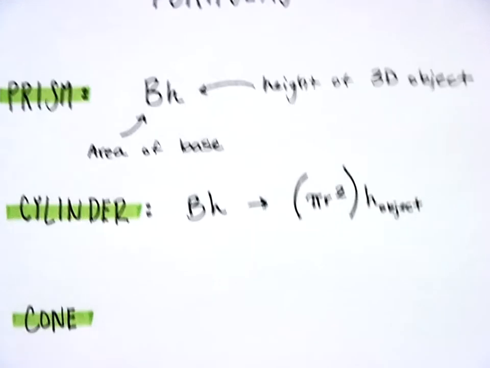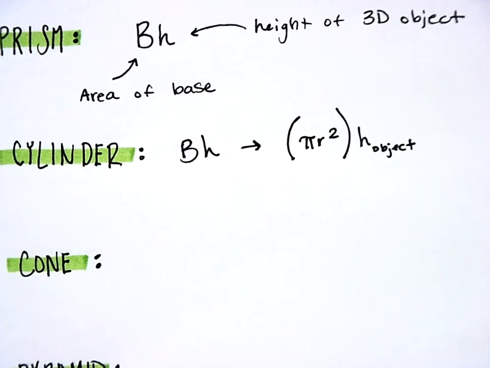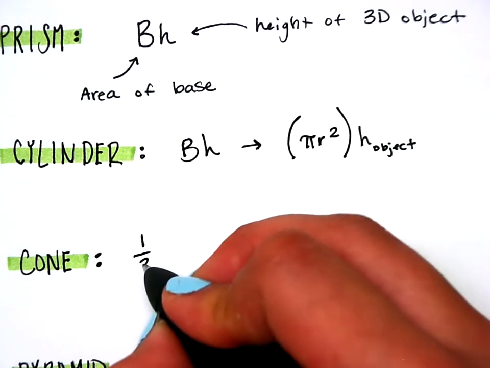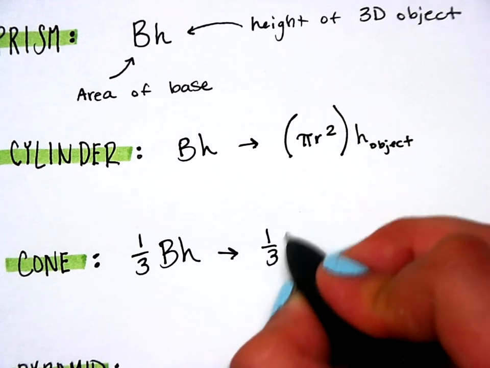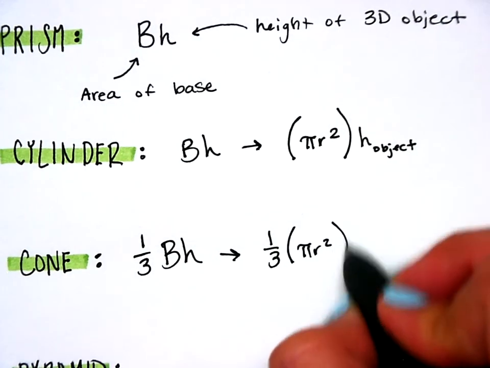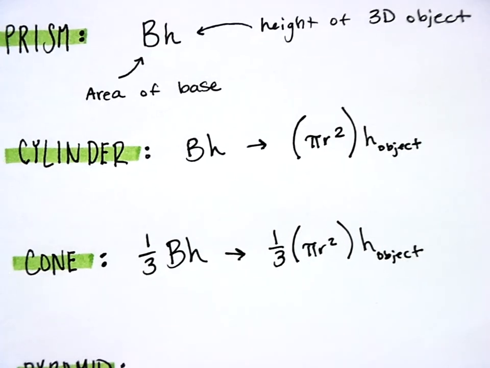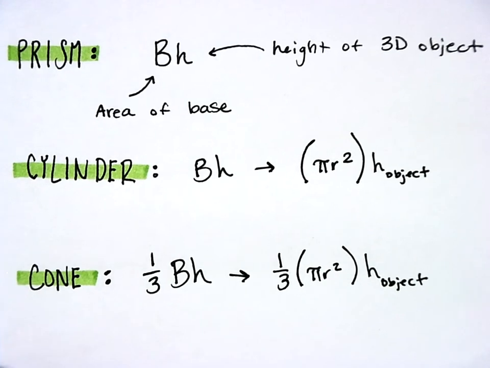And then for cones, something special happens. A cone is 1/3 the volume of a cylinder with the same base. So this is going to be 1/3 the area of the base times height. For circles, that looks like 1/3 times pi r squared, since the base, a circle, is pi r squared, and then again times the height of the object. So we just need those 2 formulas for this video. We'll move on to pyramids in the next one.